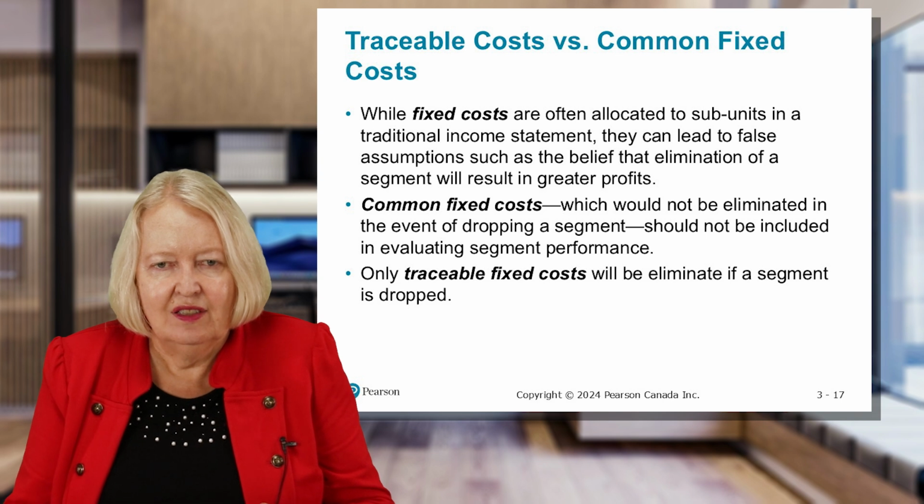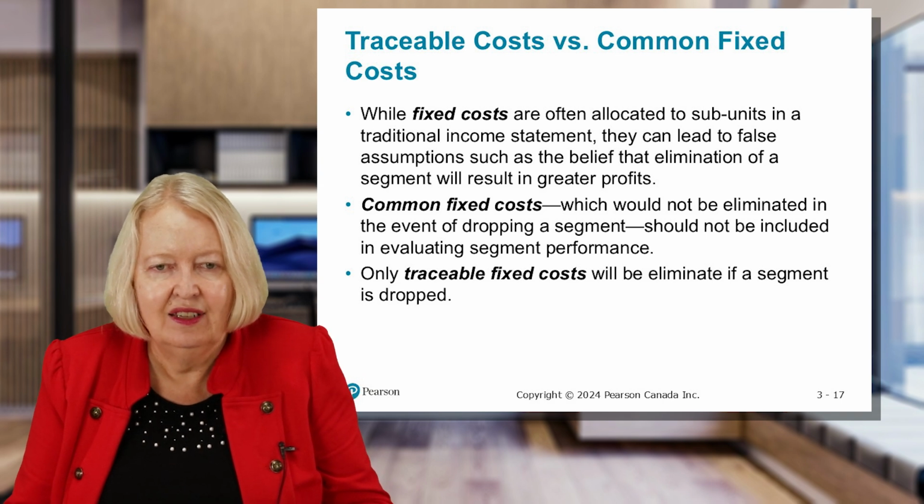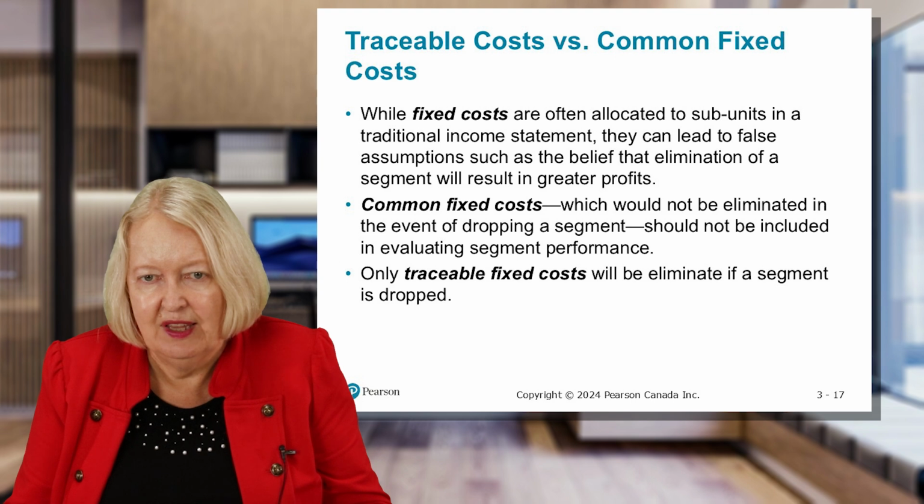So the common fixed costs that are going to be there anyway, regardless of what you do, you shouldn't be using in evaluating segment performance. Only traceable fixed costs could be eliminated if a segment is dropped. So if it's a fixed cost, but it's directly related to a particular product or segment, then that could be a cost savings if you drop that particular product or segment.